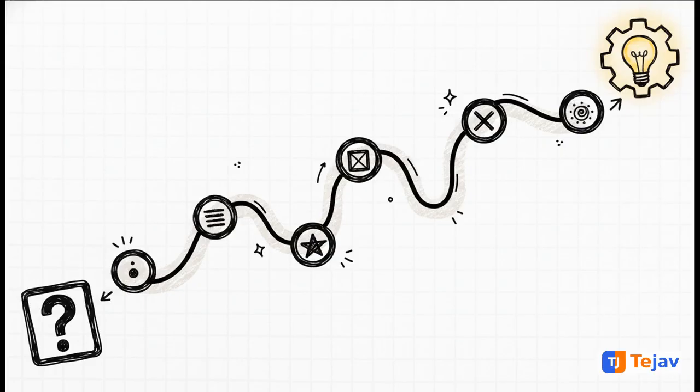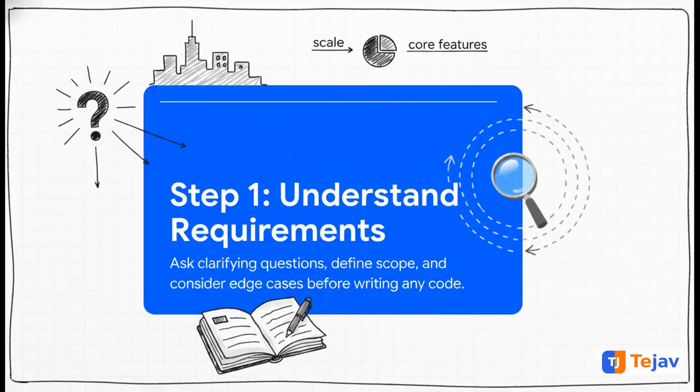So let's start at the beginning with what is, without a doubt, the most important step of all. Step 1. This is the one that gets skipped the most, and it's the most critical. Before you even think about writing a line of code, you have to become an expert on the problem. Ask questions. What's the scale we're talking about here? What are the absolute core features? Are there any constraints I should know? This shows the interviewer you think before you leap.